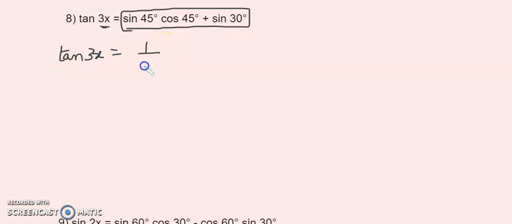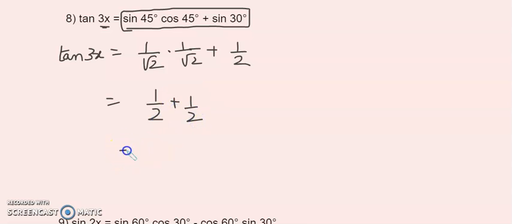So we'll keep the tan 3x as such. Sin 45 is 1 upon root 2. Cos 45 is 1 upon root 2. They both are multiplied, plus sin 30 is half. Now 1 upon root 2 multiplied by 1 upon root 2 is half, plus half, which is equal to 1. That means we got tan 3x as 1.